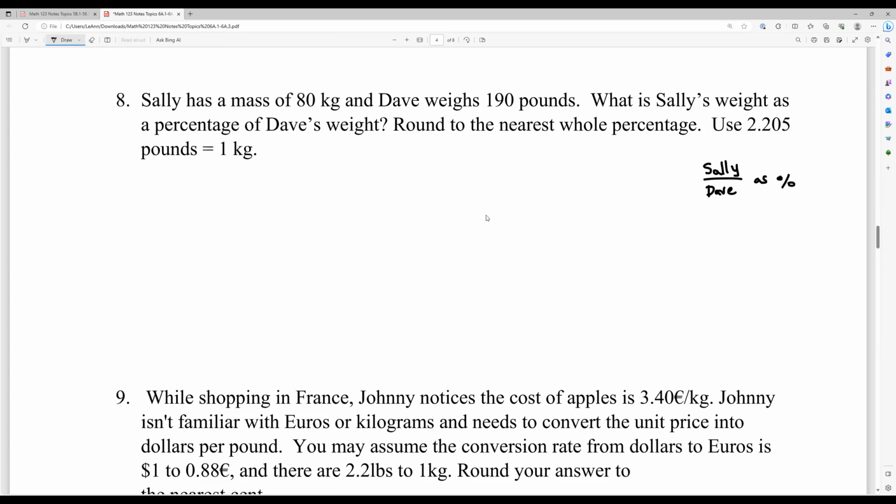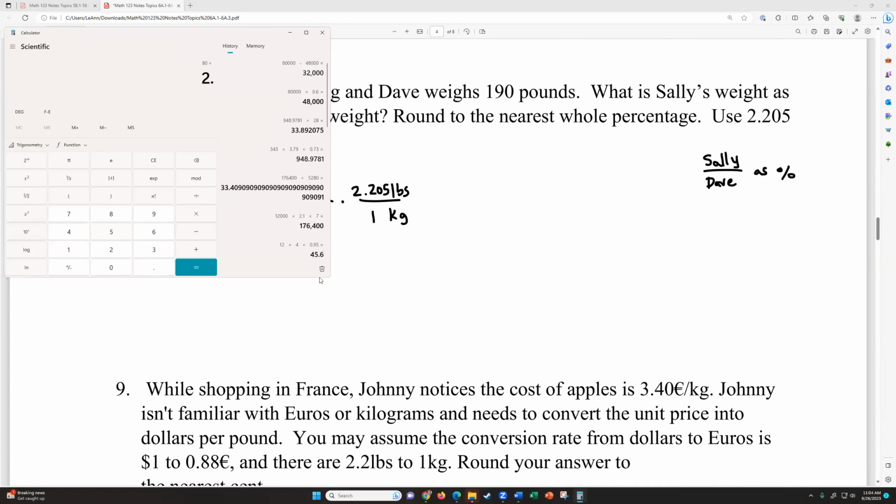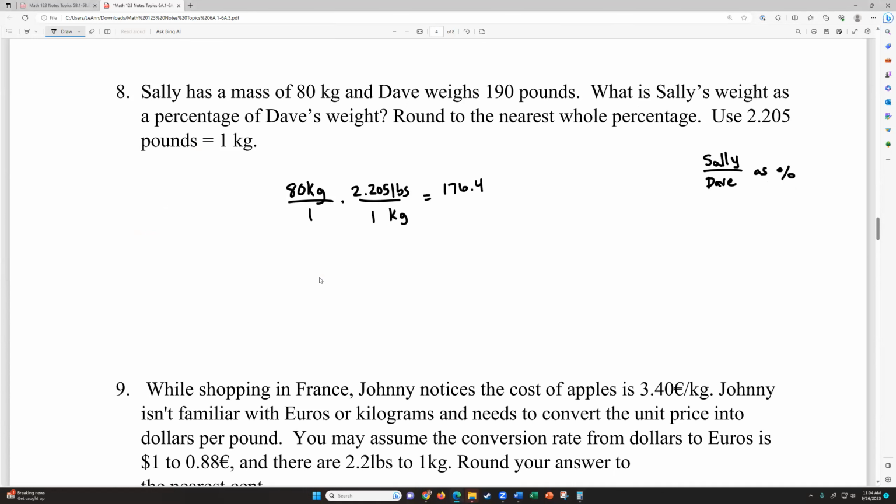So if we do the 80 kilograms, let's say we start with Sally over 1. And we want to change kilograms to pounds. Notice this is different than the one on the formula sheet. That's why I said sometimes you just want to use what they give you in Newton. So 2.205 over 1. So we're going to multiply that 80 times the 2.205. That's 176.4 pounds.